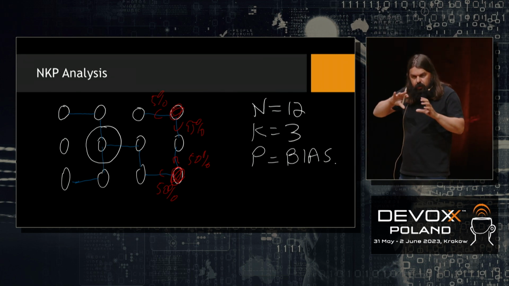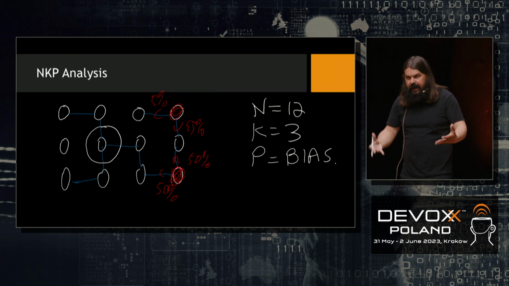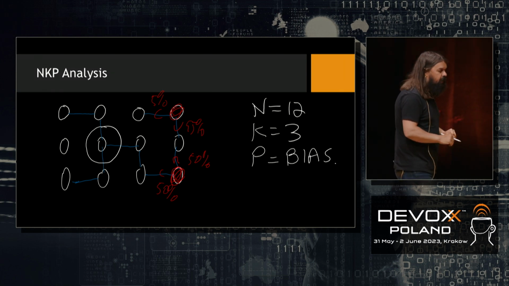And he noticed that if you increase the bias of the nodes, it was possible to increase n and increase k and still have some semblance of order in the system. It was easier to control.